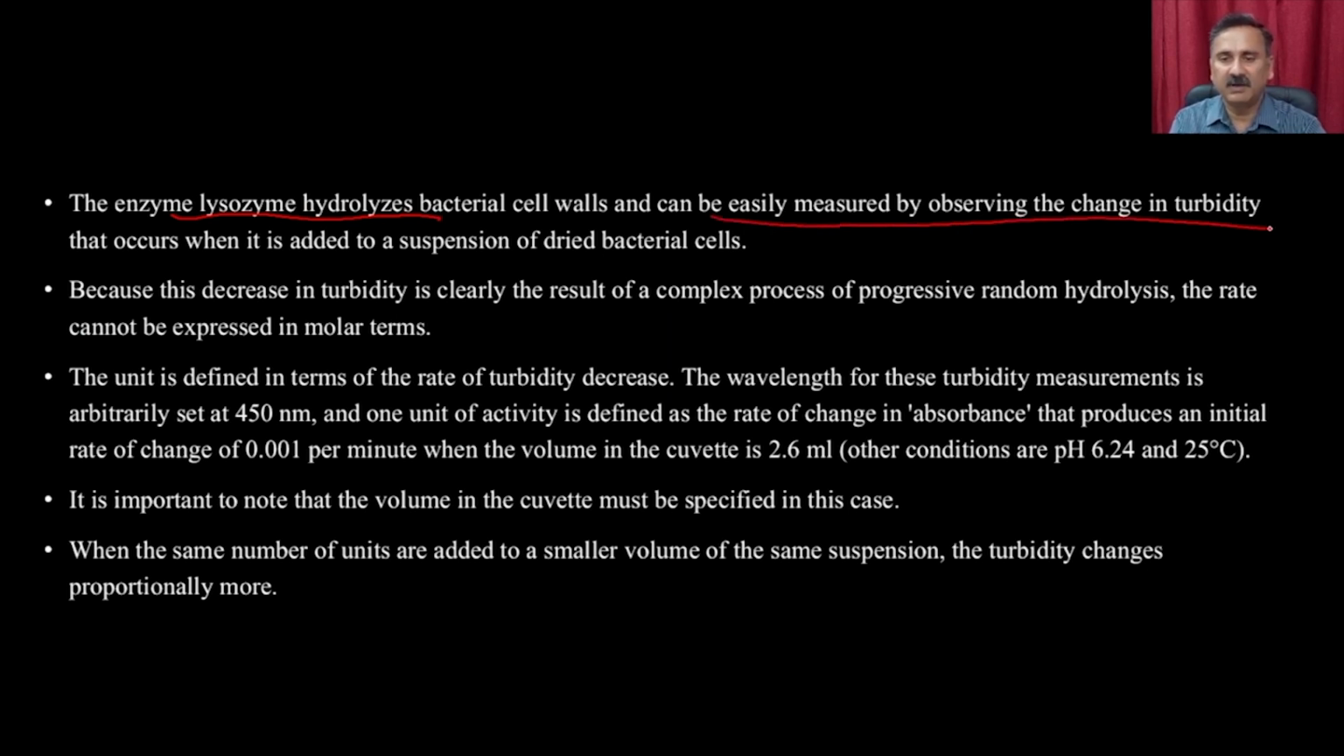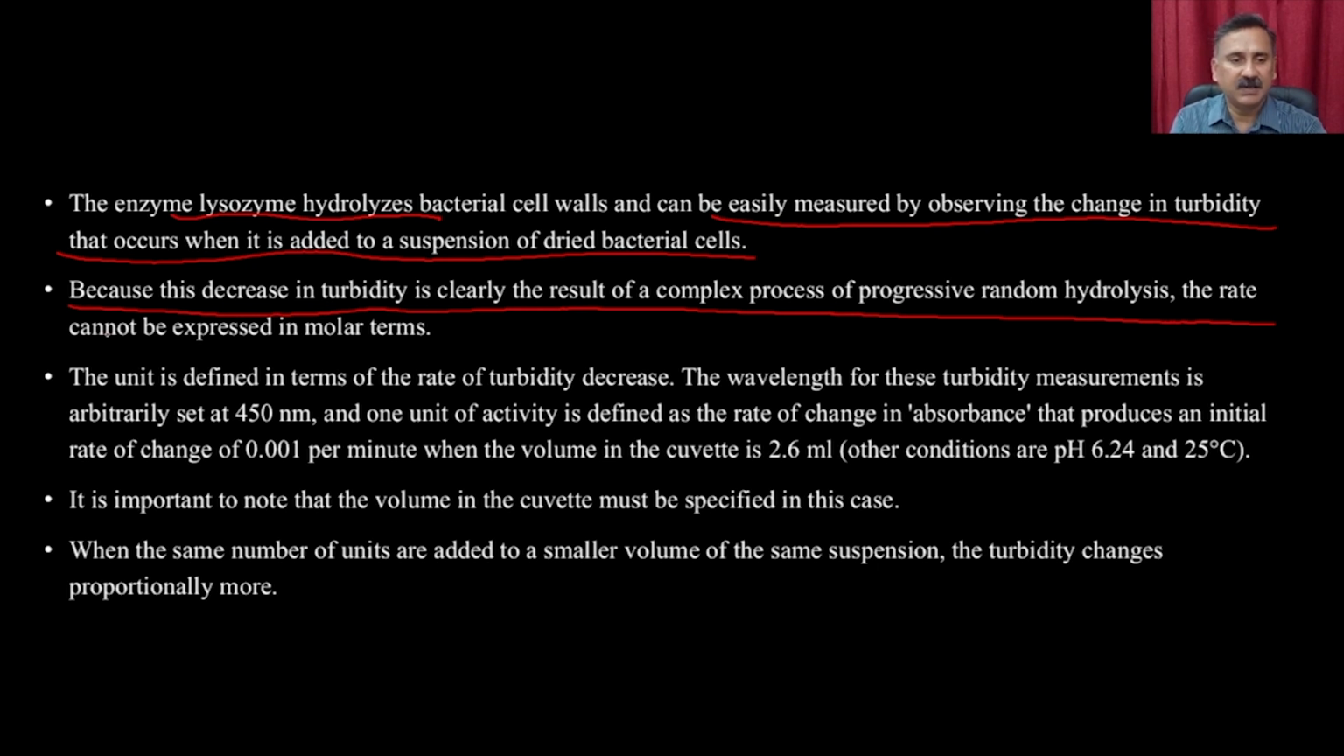and can be easily measured by observing the change in turbidity that occurs when it is added to a suspension of dried bacterial cells. Because this decrease in turbidity is the result of a complex process of progressive random hydrolysis, the rate cannot be expressed in molar terms. So the unit is defined in terms of the rate of turbidity decrease. The wavelength for this turbidity measurement is arbitrarily set at 450 nanometers, and one unit of activity is defined as the rate of change in absorbance that produces an initial rate change of 0.001 per minute when the volume in the cuvette is 2.6 ml.